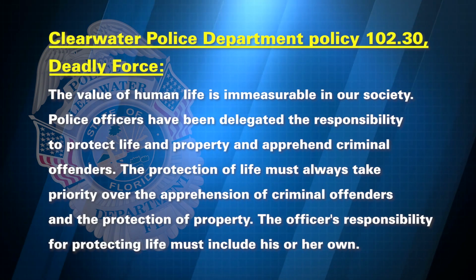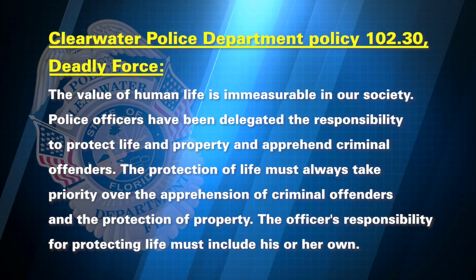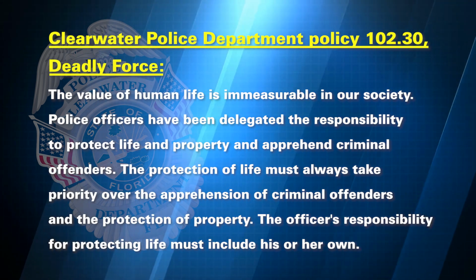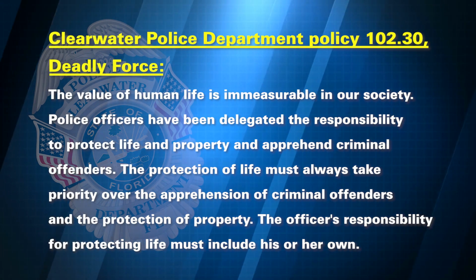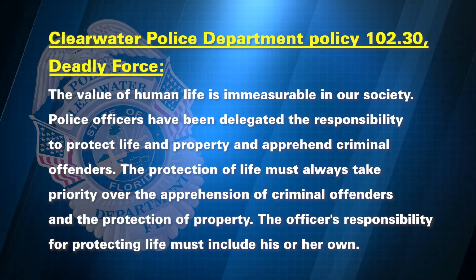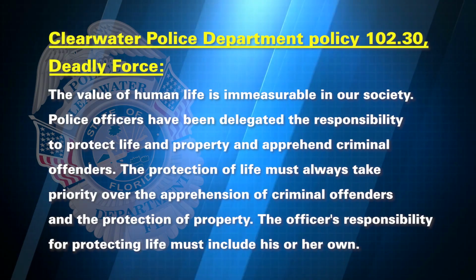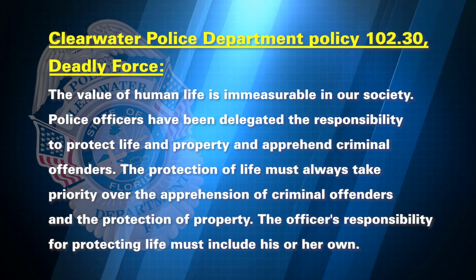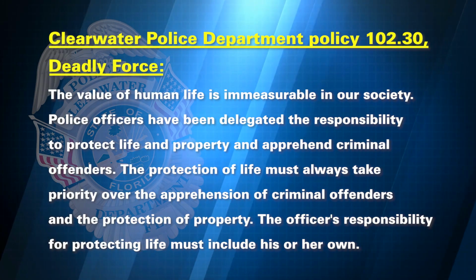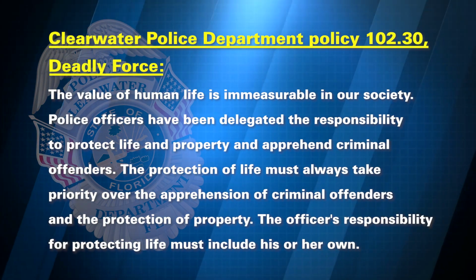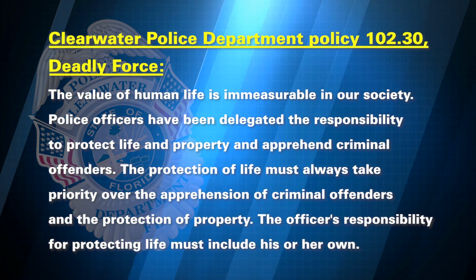Clearwater Police Policy 102.30, Deadly Force. The value of human life is immeasurable in our society. Police officers have been delegated the responsibility to protect life and property and apprehend criminal offenders. The protection of life must always take priority over the apprehension of criminal offenders and the protection of property. The officer's responsibility for protecting life must include his or her own.